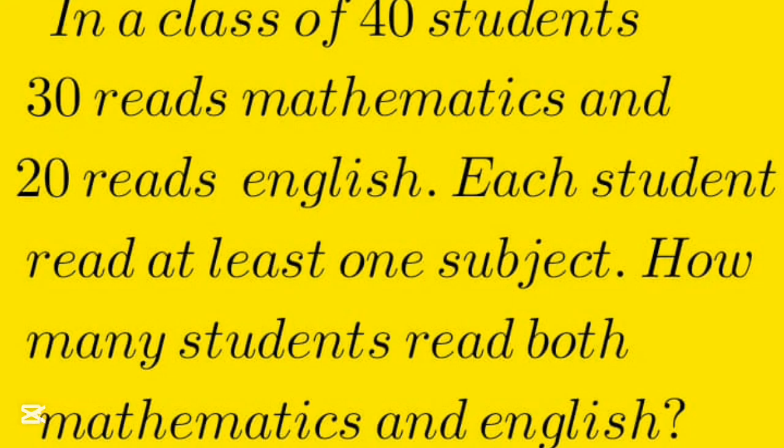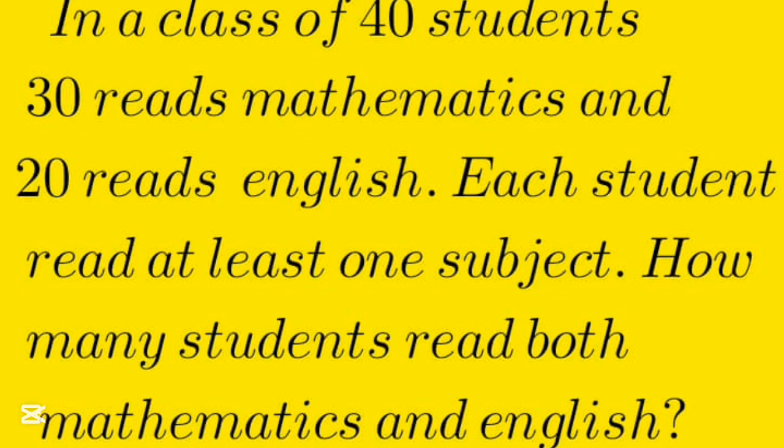Now, to solve this one, I just decided to solve this for everybody to see. Okay. Now it reads: in a class of 40 students, 30 read mathematics and 20 read English. Each student reads at least one subject. At least one subject. How many students read both mathematics and English?